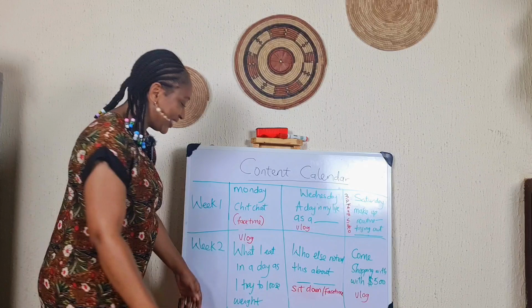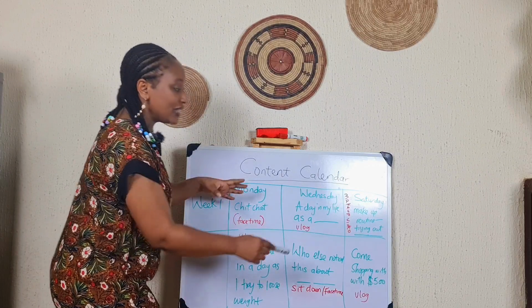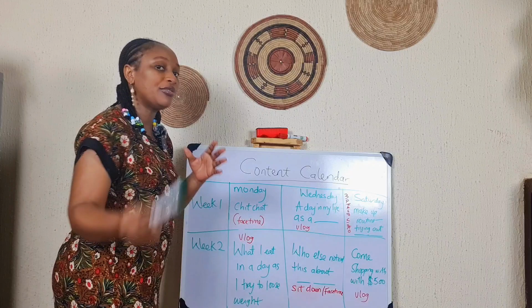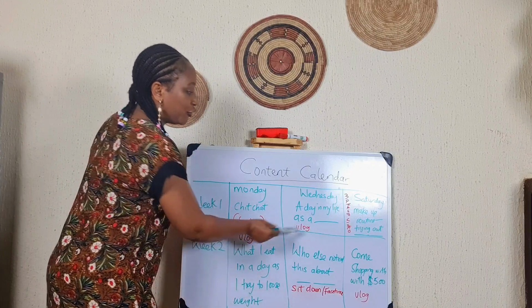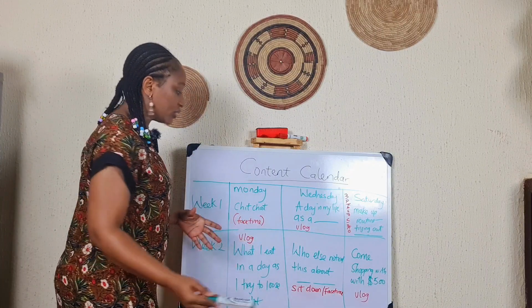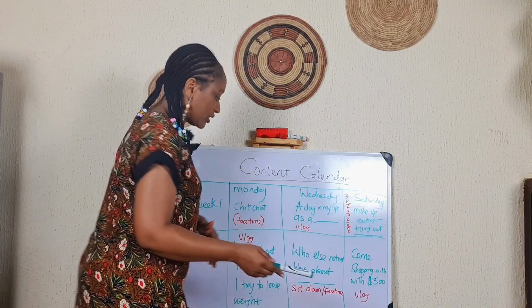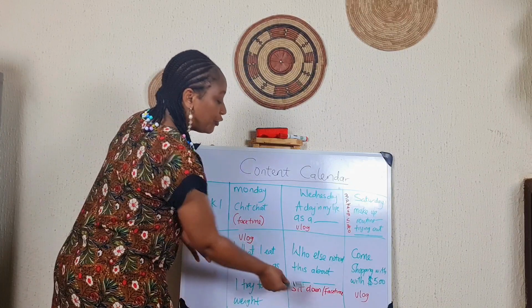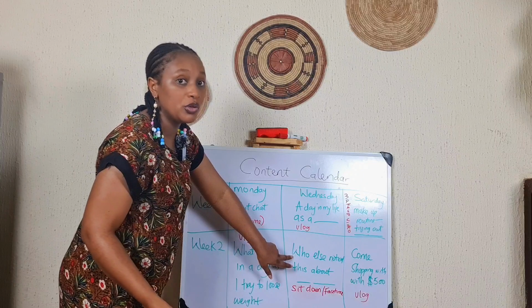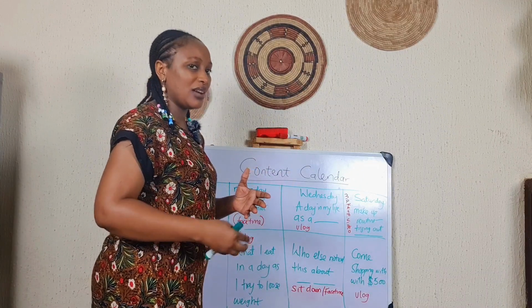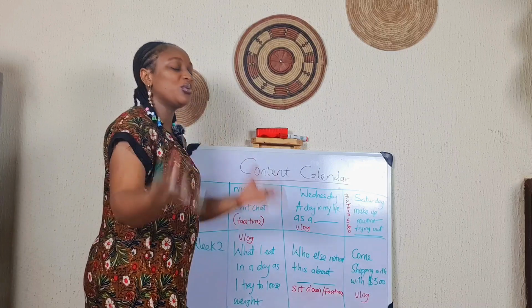Why am I talking all of this? But yes, you can see that the calendar allows us to try out different content types using the different pillars. They're not just creating a vlog every single day. They are doing FaceTime videos, they are doing vlogs, they are doing makeup videos, they are doing sit down videos or FaceTime. This one is to build community and content that says, oh, who else noticed this? This is something I'm seeing. Who else is noticing this?